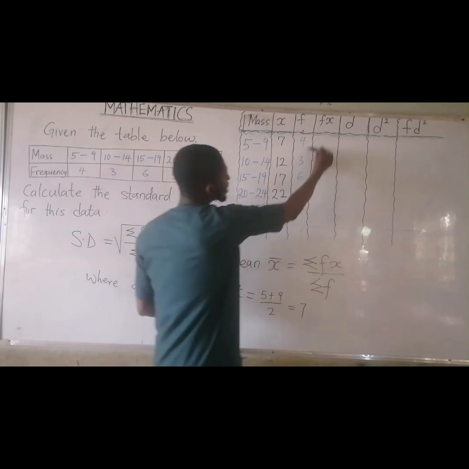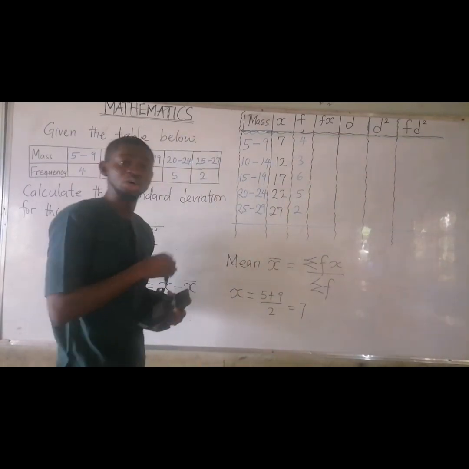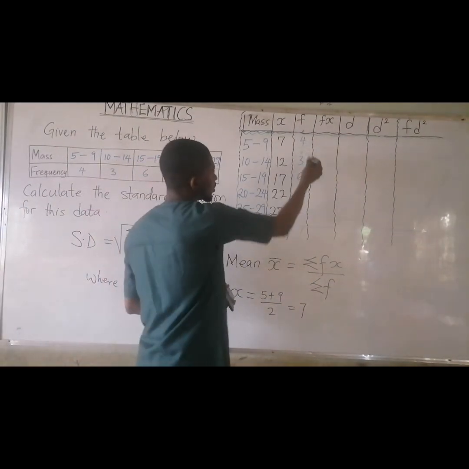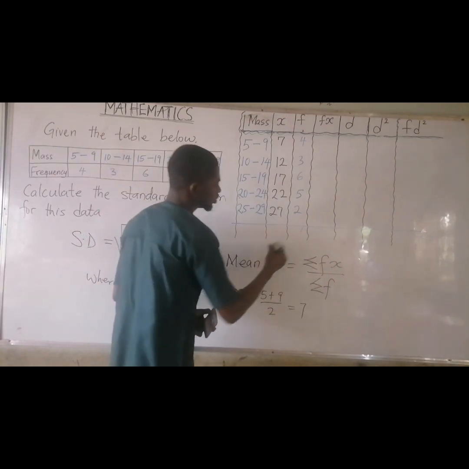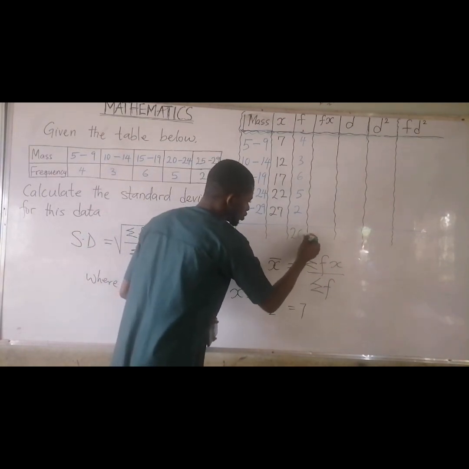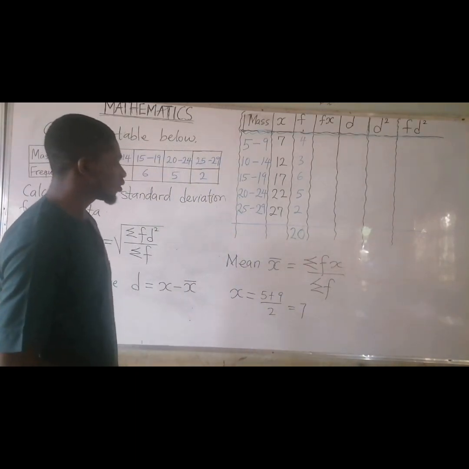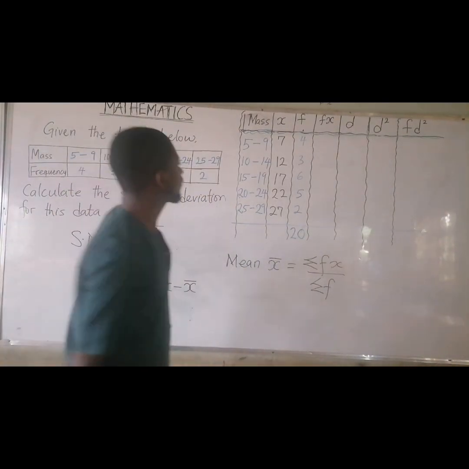So what is the total sum of our frequency? If we add this together, we will know the total sum of our frequency. 4 plus 3 plus 6 plus 5 plus 2. That sums up to be 20. That is the sum of the frequency. Now, let's move on to the Fx.